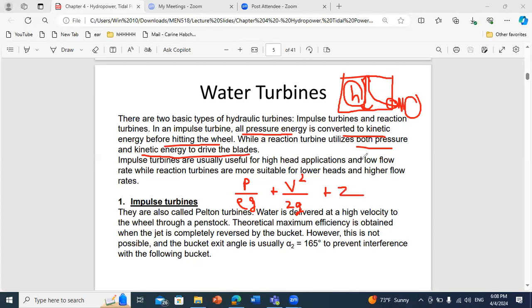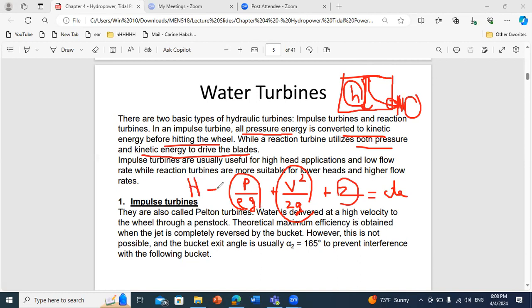So if we do the analysis between the free surface of the dam and just before entering the turbine, we have this Bernoulli equation. And all terms are in meters. So this is called the pressure head. This is the velocity or kinetic head. This is the hydrostatic head. And then the total head is big H.